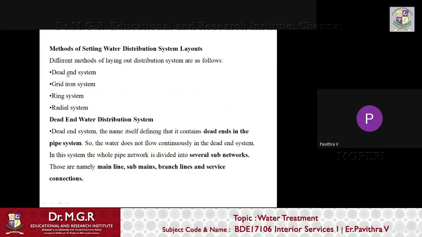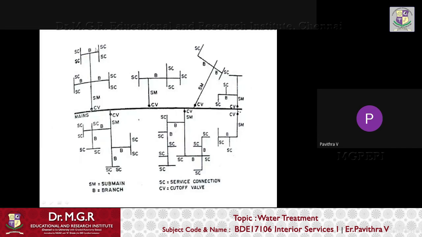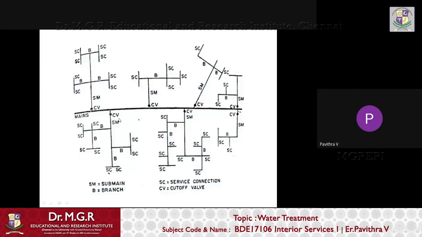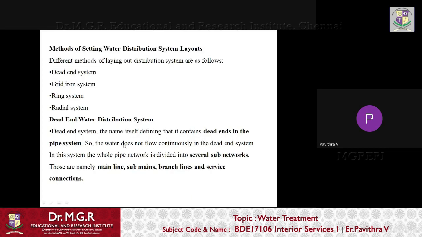In the dead end system, as the name itself indicates, there are some dead ends provided, as shown in the diagram. They are not interconnected with the other branches. Each and every layout is like a separate tree, and a dead end system also consists of several subnetworks. The network scheme will be main line, submains, branch lines, and the service connections.